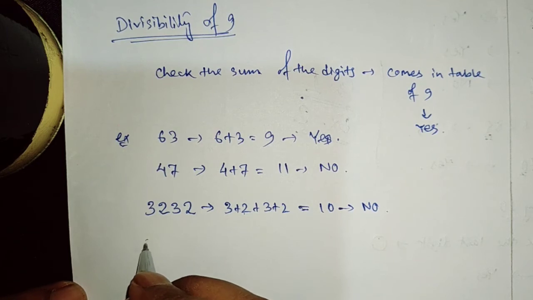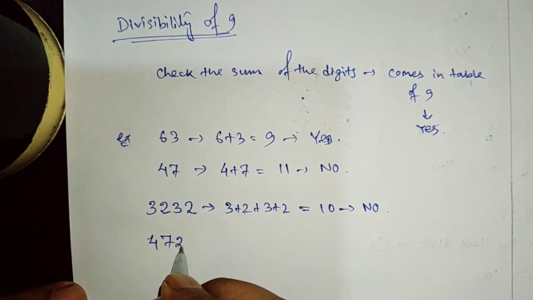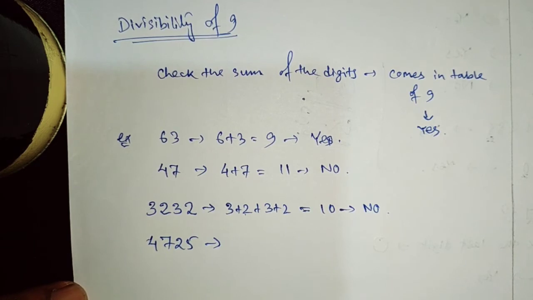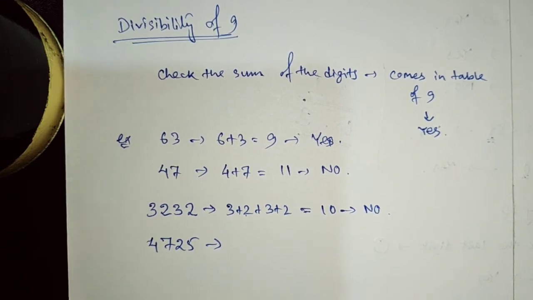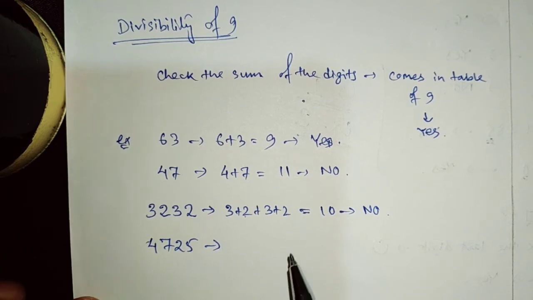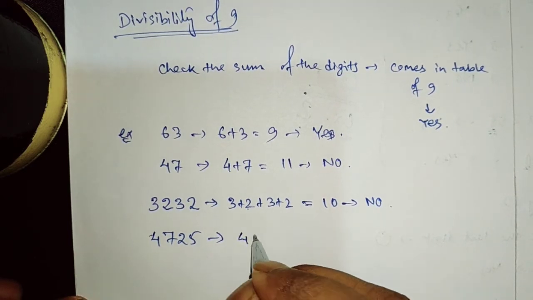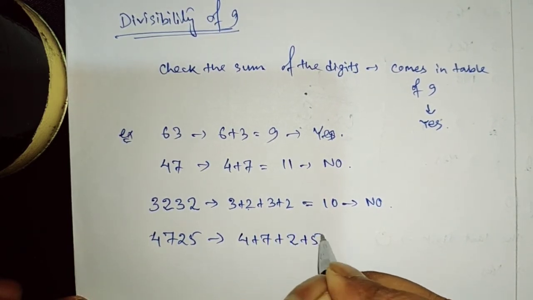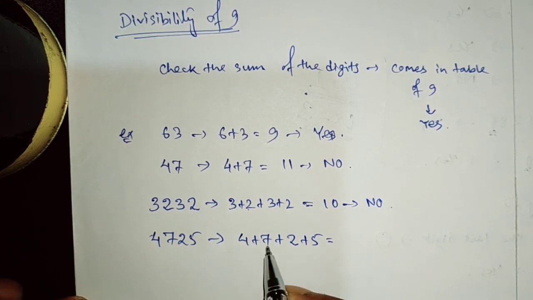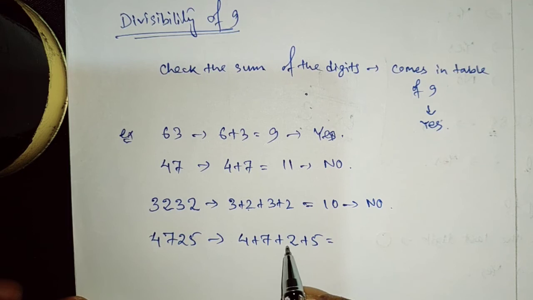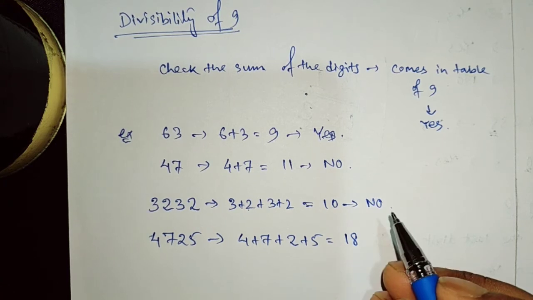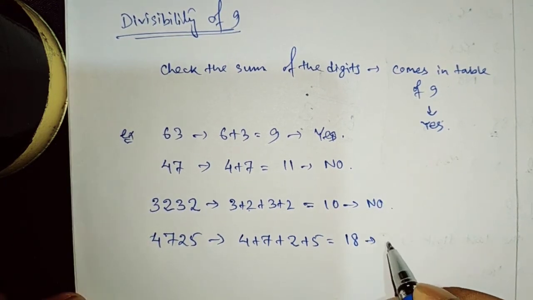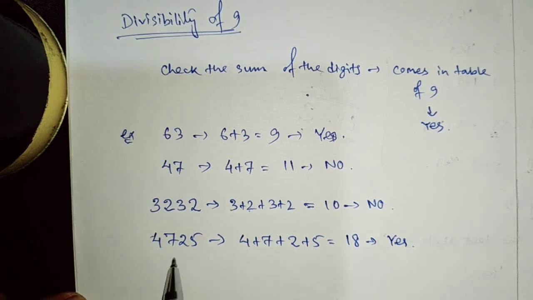Another number, let's take a big number only, 4725. Pause the video and try it yourself first. Okay, have you tried? Let's see. 4 plus 7 plus 2 plus 5. 4 plus 7, 11. 11 plus 2, 13. 13 plus 5, 18. So 18 comes in the table of 9. That means the answer is yes. This number is divisible by 9.